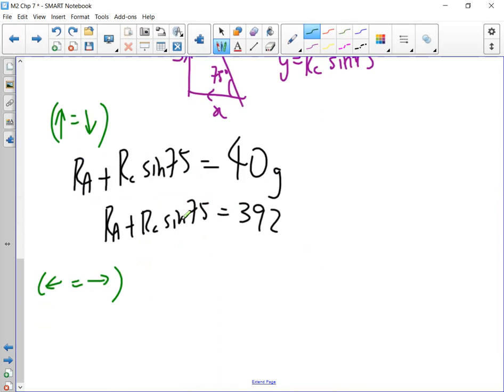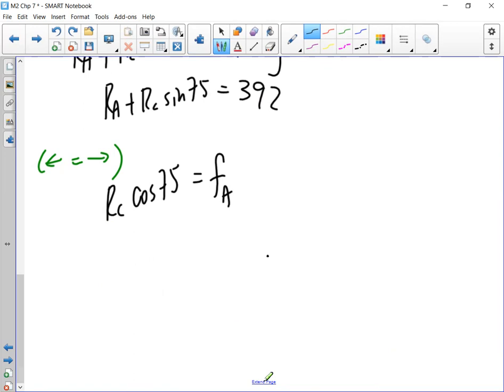So pointing left is the x version of RC, which is RC cos 75. Do not copy the wrong thing, which I usually do. RC cos 75. On the right side, we've got friction of A. What's the formula for friction? Mu R. So equals mu R.